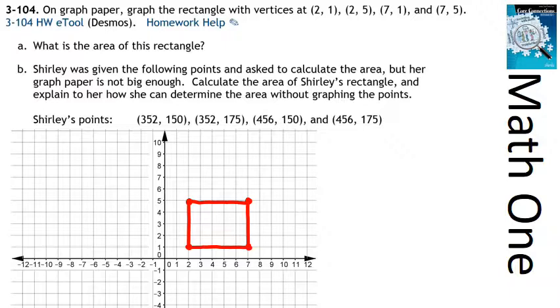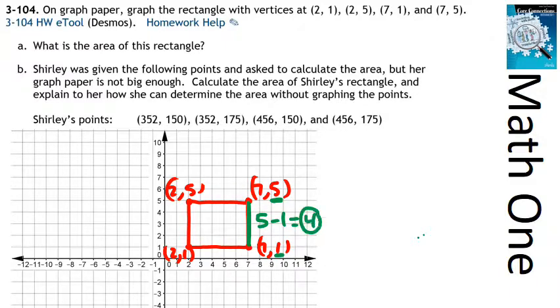Let's jot down these coordinates again. So this was at 2, 1. This was at 2, 5. The coordinates here are 7, 1, and the coordinates here are 7, 5. Well, take a look at this. Up and down is the change in y values, and I've got a y value that starts at 1 and ends at 5. If I take 5 and subtract 1, I get exactly 4. So the height of this rectangle is 4 units.